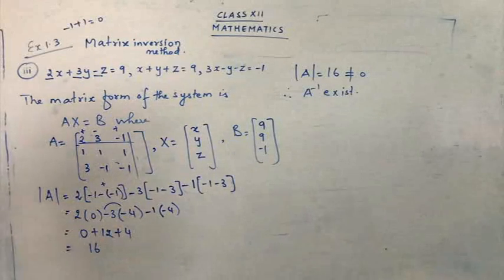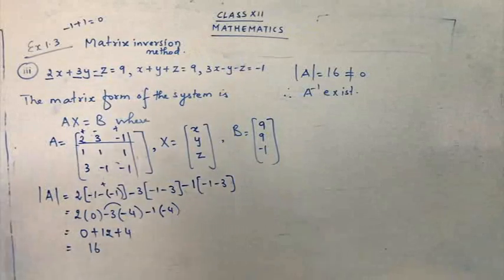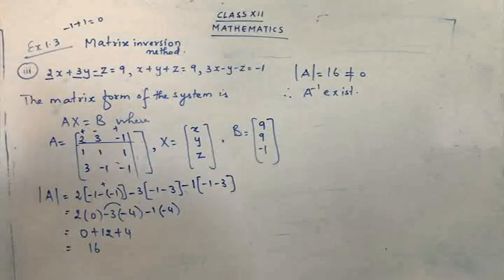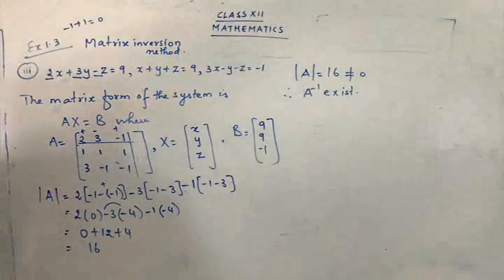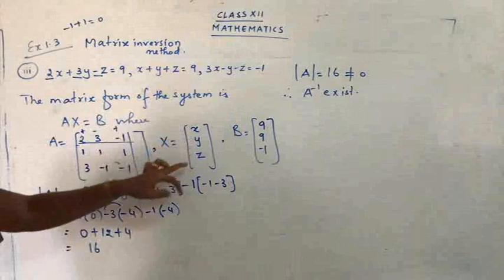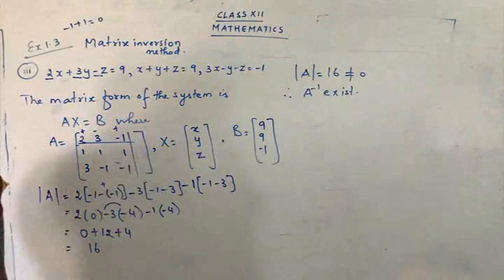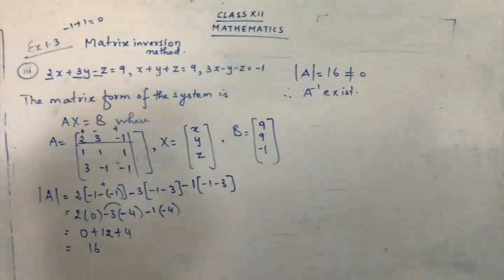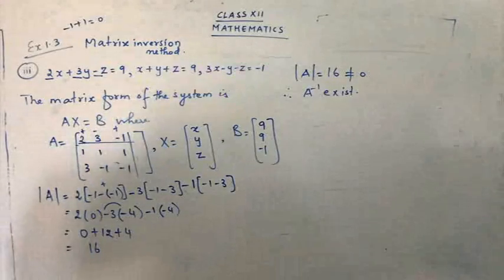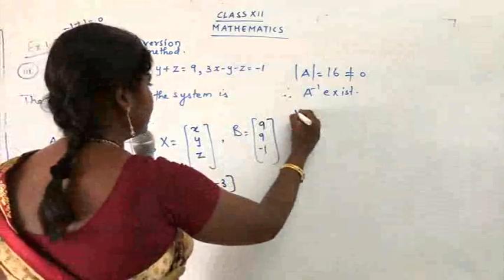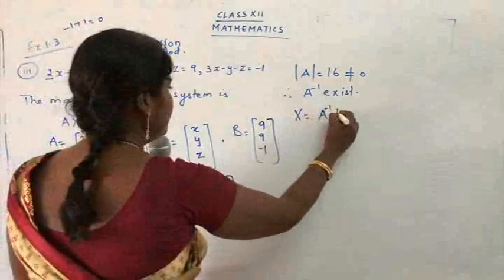Now let's see the next thing. So now what is the formula for matrix inversion method, children? Here what is the unknown part? I know the matrix A. I know the matrix B. So what is the unknown part here? The unknown thing is to find the value for X. So we are going to write the formula for finding X. So what's the formula for finding X? So you just write here X is equal to A inverse B.